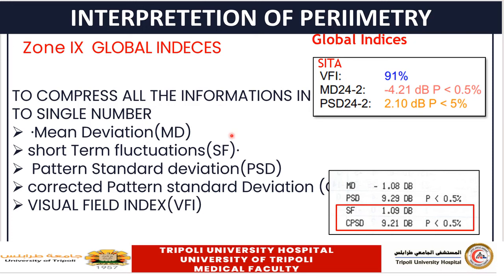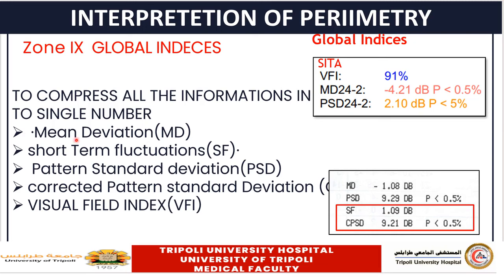The most common global indices are the mean deviation and also the pattern standard deviation. Now, recently in the Humphrey visual field, the visual field index was added. We will speak about each one of them separately in the next slides, but generally the mean deviation is a very important indicator of the height of the hill of vision, and it represents the generalized depression.